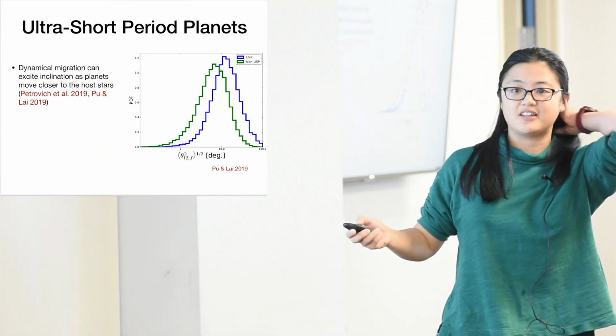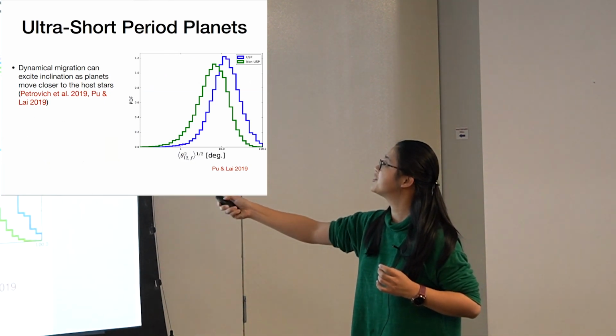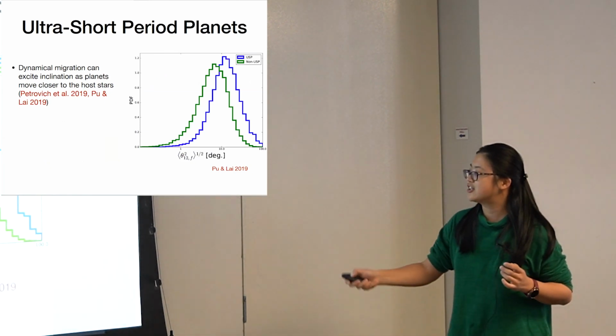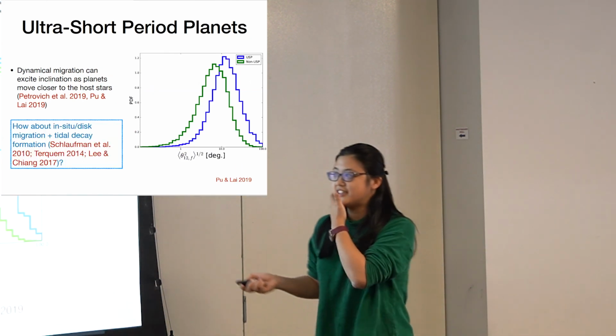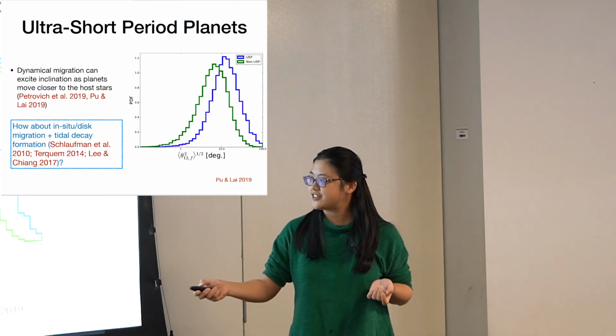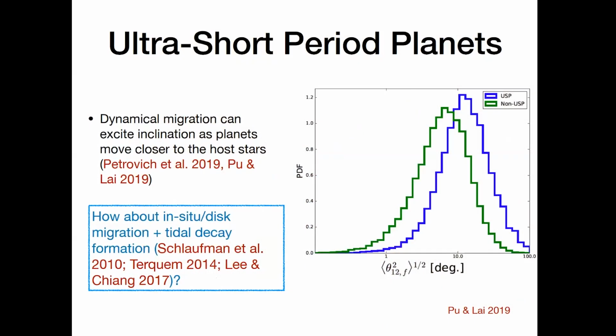So this agrees with the Monte Carlo simulations, where systems that form these ultra-short period planets can have larger mutual inclination. However, does this mean that this in situ or quiet disk migration formation mechanism is not compatible with the observational trend?